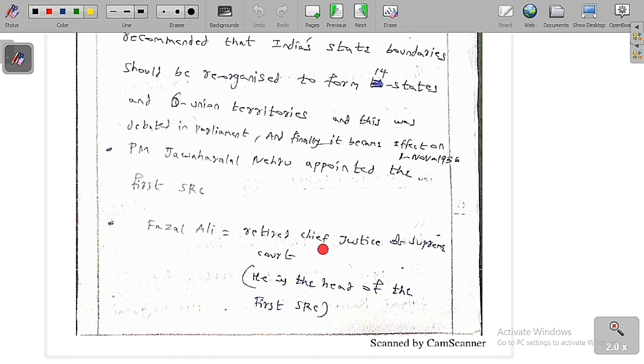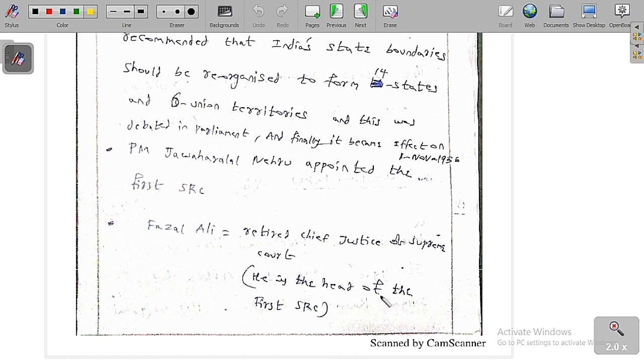Fazal Ali was a retired Chief Justice of the Supreme Court and he was the head of the first SRC. The first Reorganization Commission was a body constituted by the central government of India on the 22nd December 1953 to recommend the reorganization of the state boundaries.